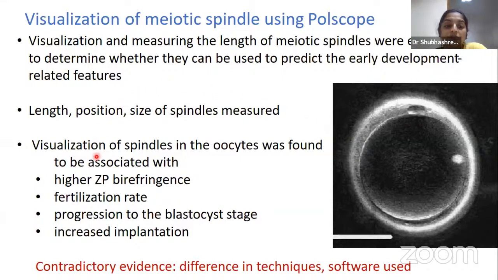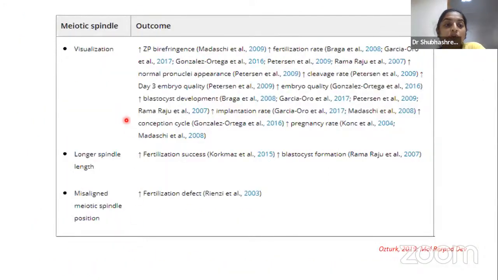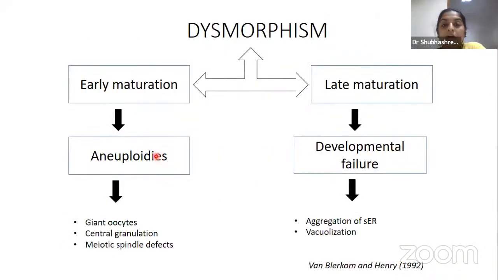Usually visualization of spindles has been associated with higher zona pellucida birefringence, fertilization rate, progression to the blastocyst stage or increased implantation. However, as with the other features, here also we have contradictory evidence, as different software and different technologies have been used to visualize the meiotic spindle. Here you can see a summary of different features which have been used to analyze or view the meiotic spindle that has been shown to have some effect on the reproductive outcome.